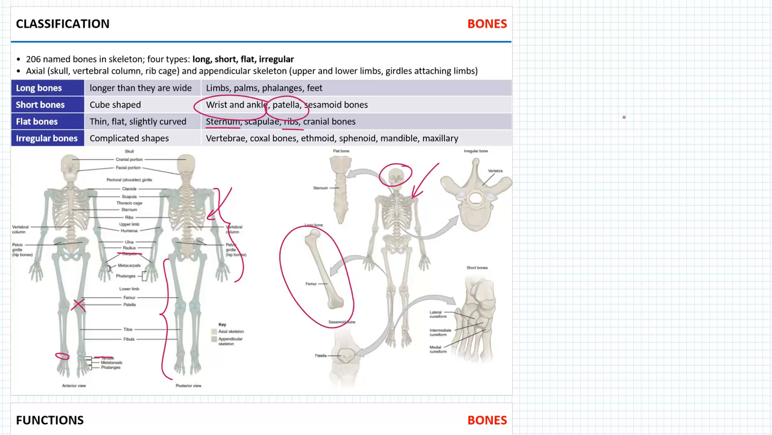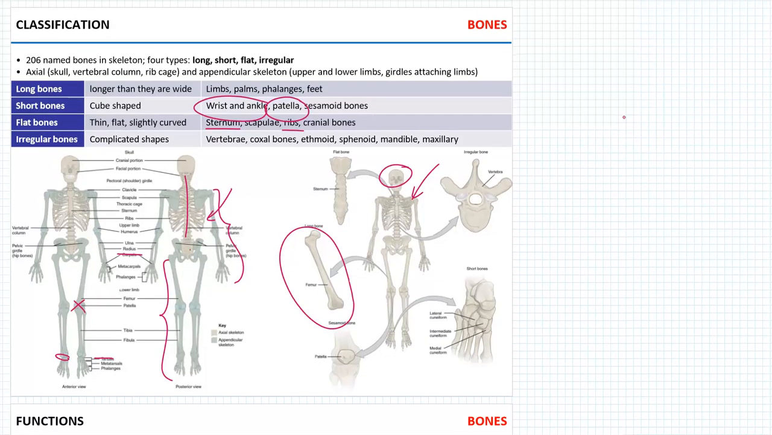Finally, we have irregular bones with weird shapes. So, vertebrae, sacrum, hip bones, and some bones in the face, such as ethmoid, sphenoid, mandible, and maxillary.